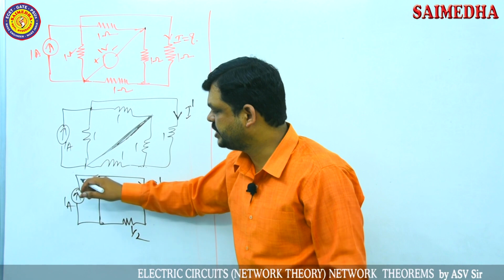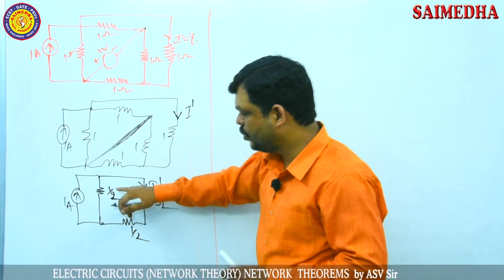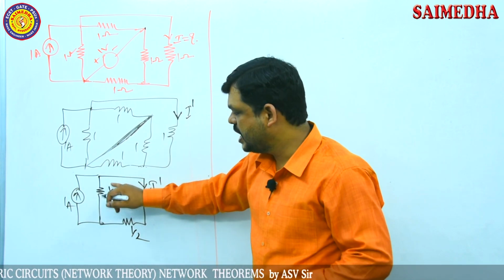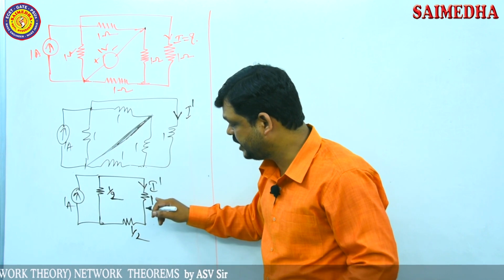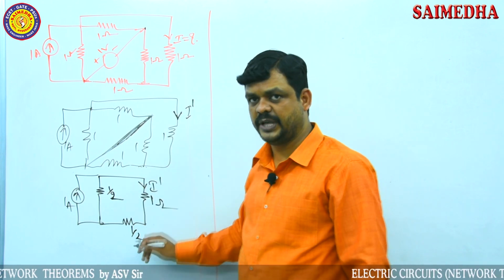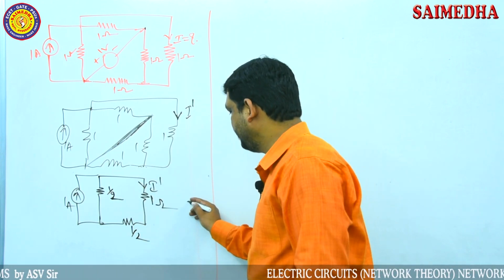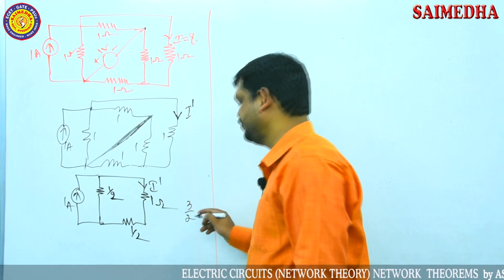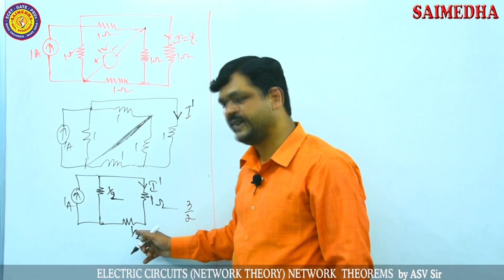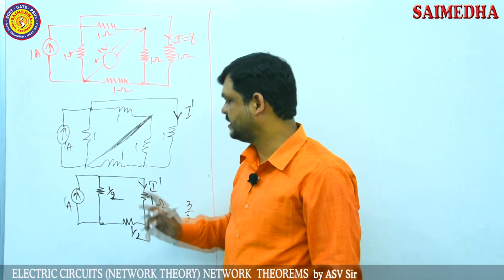So one current source is connected to the two parallel paths. One path resistance is 1 by 2. Another path resistance is how much here? 1 and 1 by 2. Both are added. This value becomes 3 by 2, that is 1 plus 1 by 2, because these two are connected in series combination.